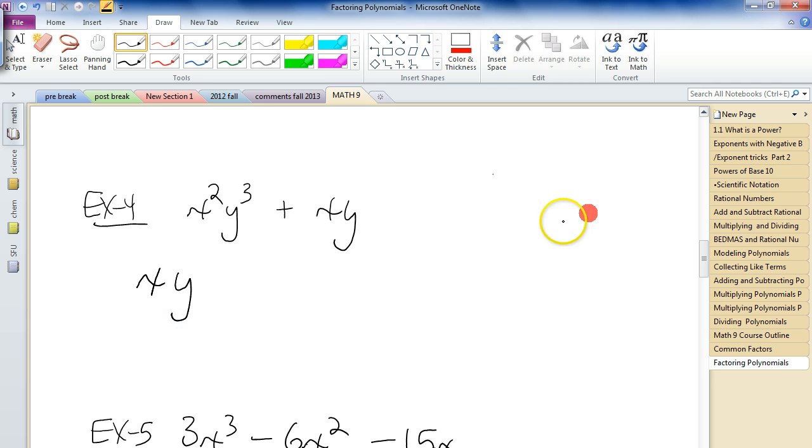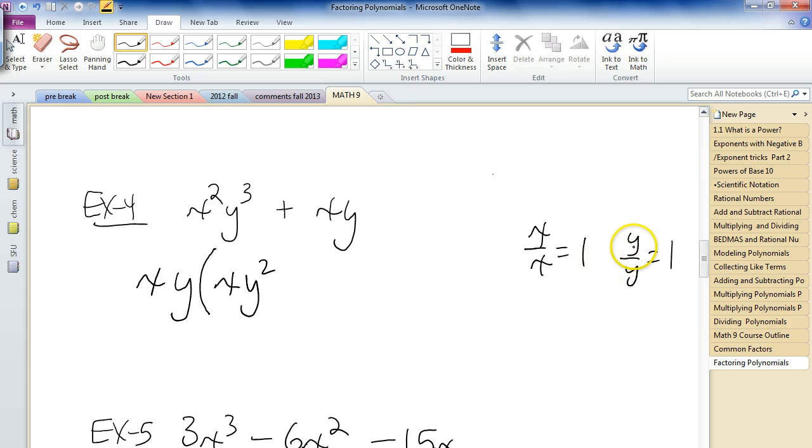So either by doing the long way from the last lesson, or figuring out that x and y are your common factors, when we divide this by xy, you're left with x and y squared. And when you divide xy divided by xy, x divided by x is 1, y divided by y is 1, you're left with 1. You have to include that 1. You just can't say it's 0.